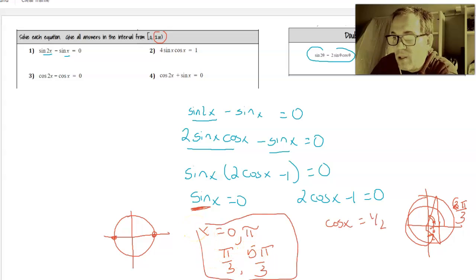But how did the double angle come in again? I started off with two things I couldn't combine and they weren't alike, but I could replace sine of 2x with this expression, and that allowed me to do some work that I know how to do. We'll try question 2 in a separate video.